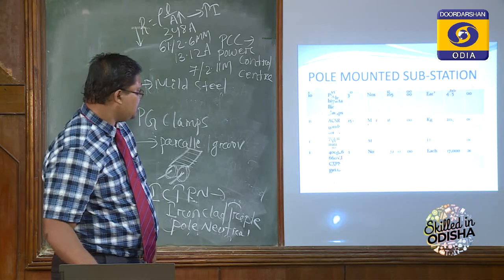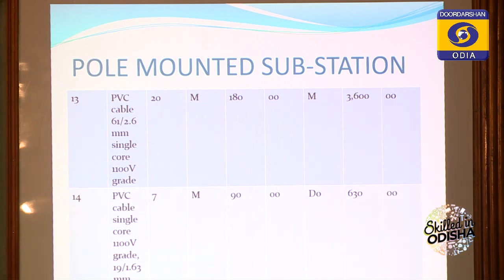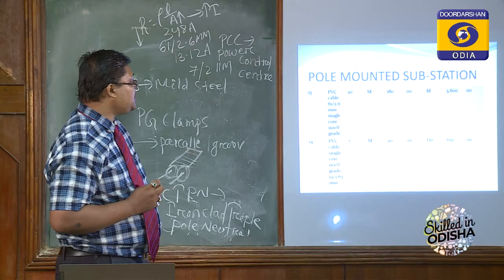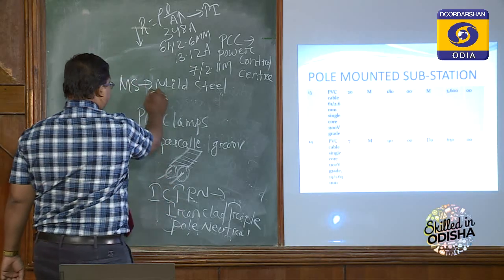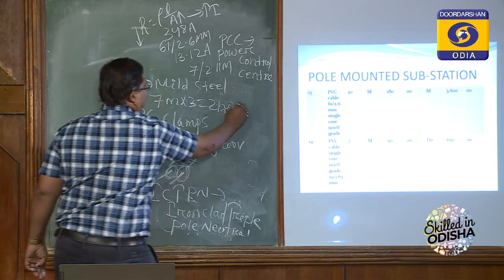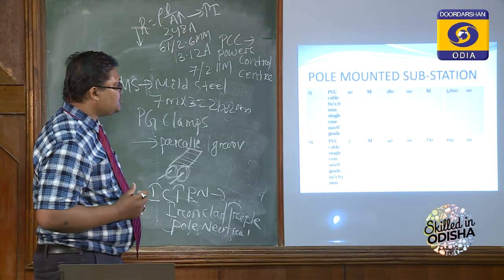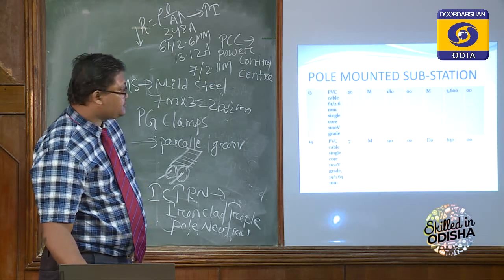And the next is PVC cable, 61 by 2.6 mm, which requires 20 meter. Each 1 meter costs 180, so 20 meter will cost 3,600. 20 meter is required because for 3 phases, each needs 7 meter, 7 into 3 equals 21, around 20 meter. Next, PVC cable single core 1100 volt grade 19 by, already discussed. 7 meter is required and 1 meter is 90, so for 7 meter it is 630 rupees.